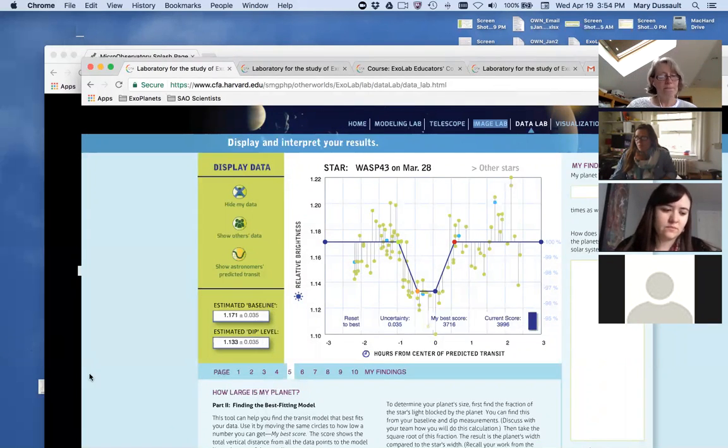And as Jim is pointing out in the chat, he often has to remind his students that this is the relative size of the planet to its star, not to our sun. So if this star happens to be smaller than our sun, the planet might not be as big as 2 times the size of Jupiter.